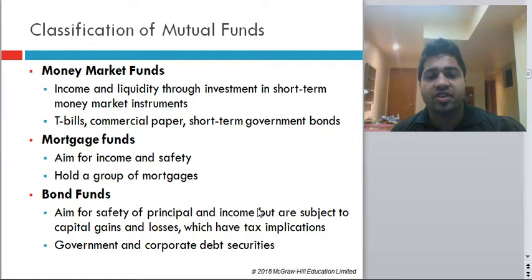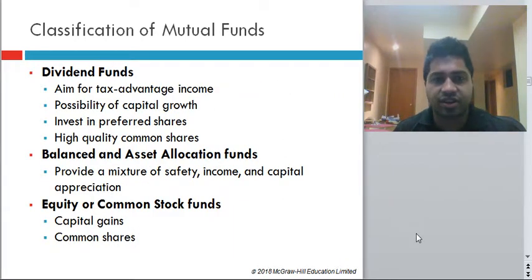Bond funds aim for safety of principal and income but are subject to capital gains and losses which have tax implications. They invest in corporate and debt securities. The dividend fund, they aim for tax advantage and income. You have possibility of capital growth. These funds invest in companies that are relatively safe and pay extremely high dividends, generally utility companies. They aim for tax advantage income because dividend is taxed better than interest payments. They invest in preferred shares and high quality common shares.